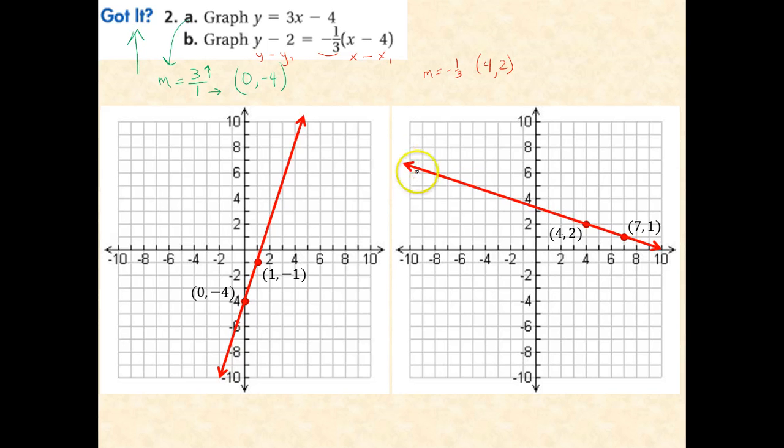If you want to make sure your line is good, you can go down 1 over 3, down 1 over 3, make some more dots. You can go back 3 up 1, make a dot, back 3 up 1, make a dot, back 3 up 1, make a dot, back 3 up 1, make a dot, and then draw your line, making sure that it goes through all those points.